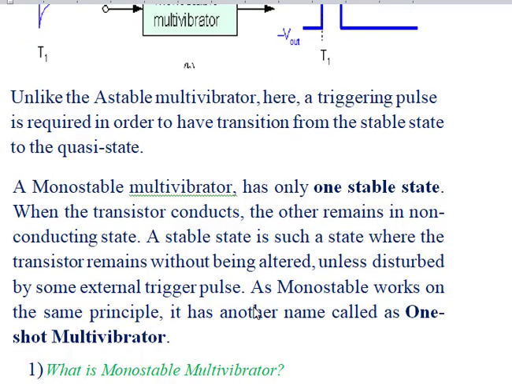When one transistor conducts, the other remains in the non-conducting state. It has two transistors. A stable state is such a state where the transistor remains without being altered. There is no change unless the external pulse is applied. The monostable multivibrator works on this principle, so it is called a one-shot multivibrator.